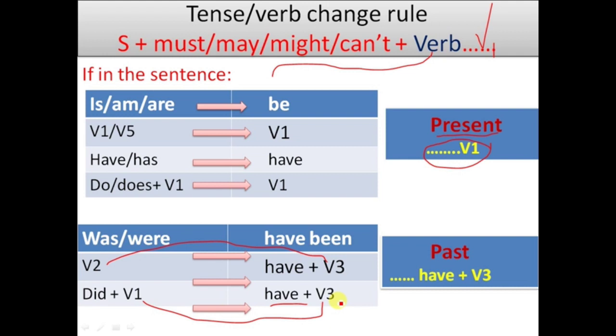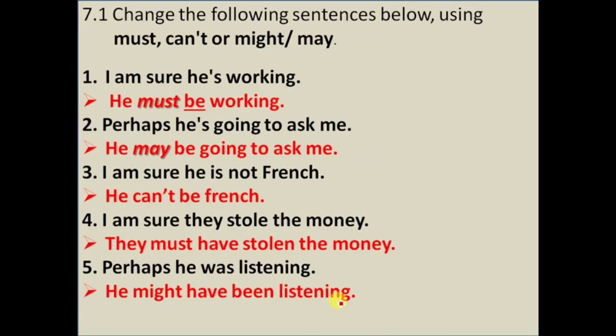Okay, now let's solve the problem. You know very well in what condition we have to choose must, in what condition we have to choose can't, in what condition we have to use may or might, or may not or might not. So 7.1, change the following sentences below using must, can't or may, might.